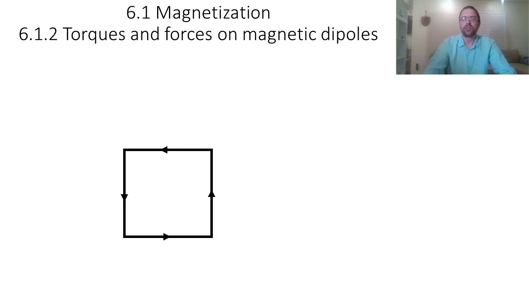So first, let's consider a rectangular loop with an electrical current. This loop has a magnetic dipole moment that is pointing out of the screen. And let's suppose that there is a uniform applied magnetic field that is also pointing out of the screen. So this is the first case we consider, the case of a uniform field parallel to the magnetic dipole m.